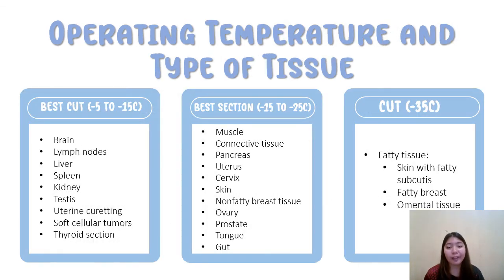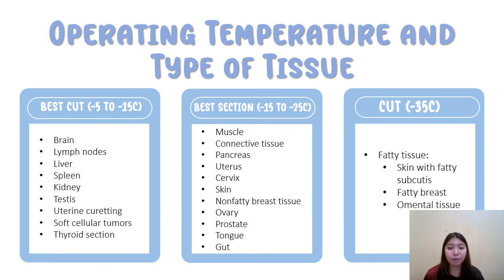Next is the operating temperature and type of tissue. Because of the differences in each tissue, be it in composition, cellularity, connective tissue, and fat content, tissue can be classified into 8 groups. The first group is best cut at a temperature of -5 to -15 degrees Celsius, which are the brain, lymph nodes, liver, spleen, kidney, testes, uterine curettings, subcutaneous tumors, and thyroid sections.